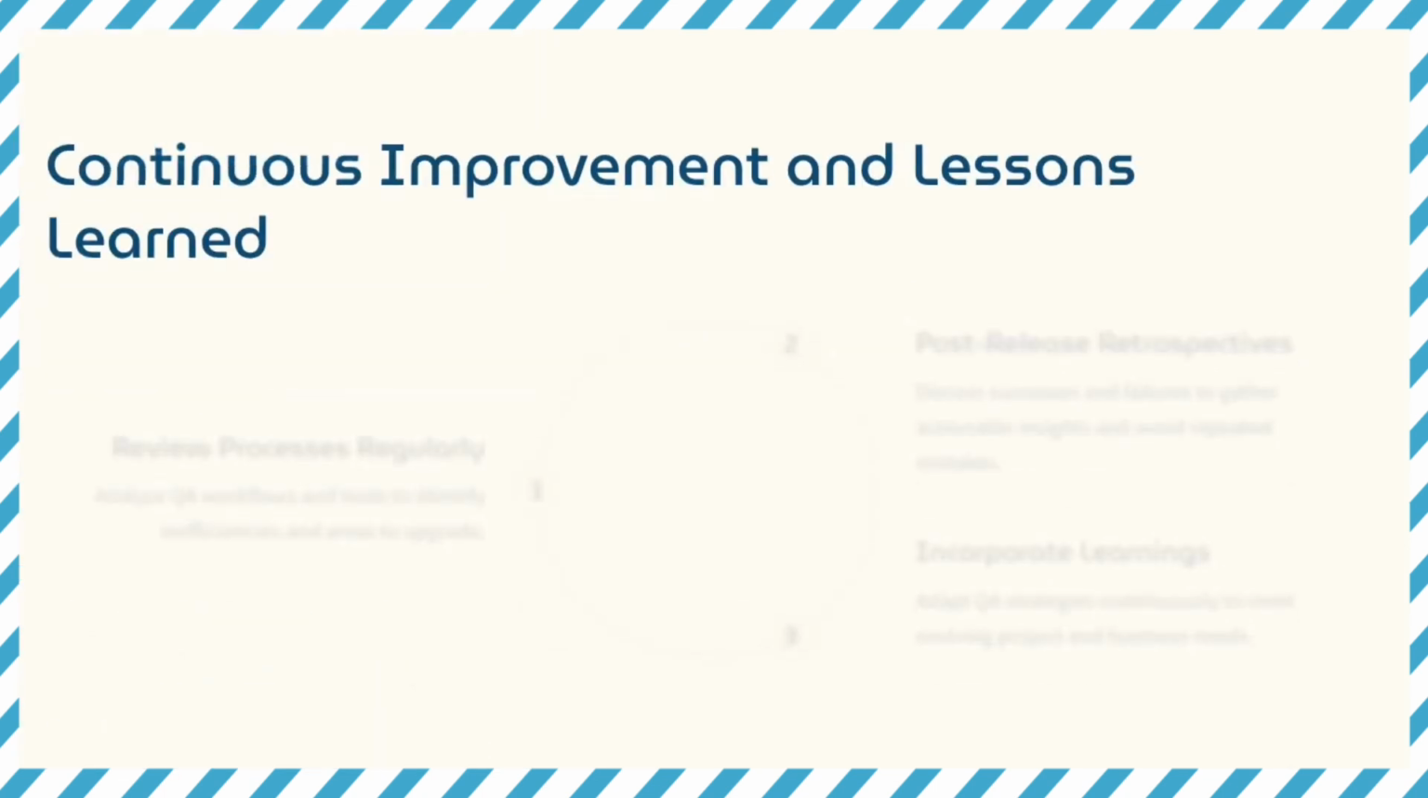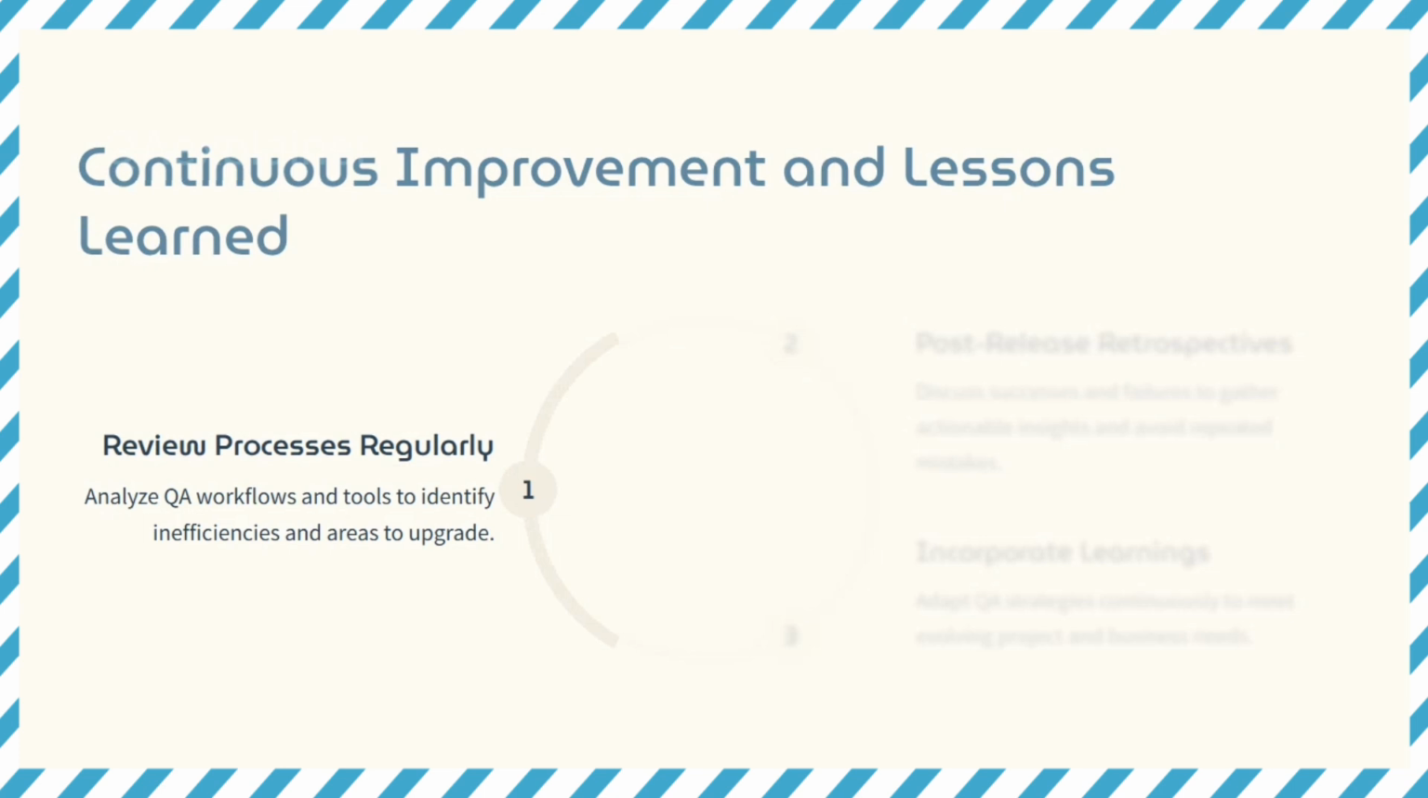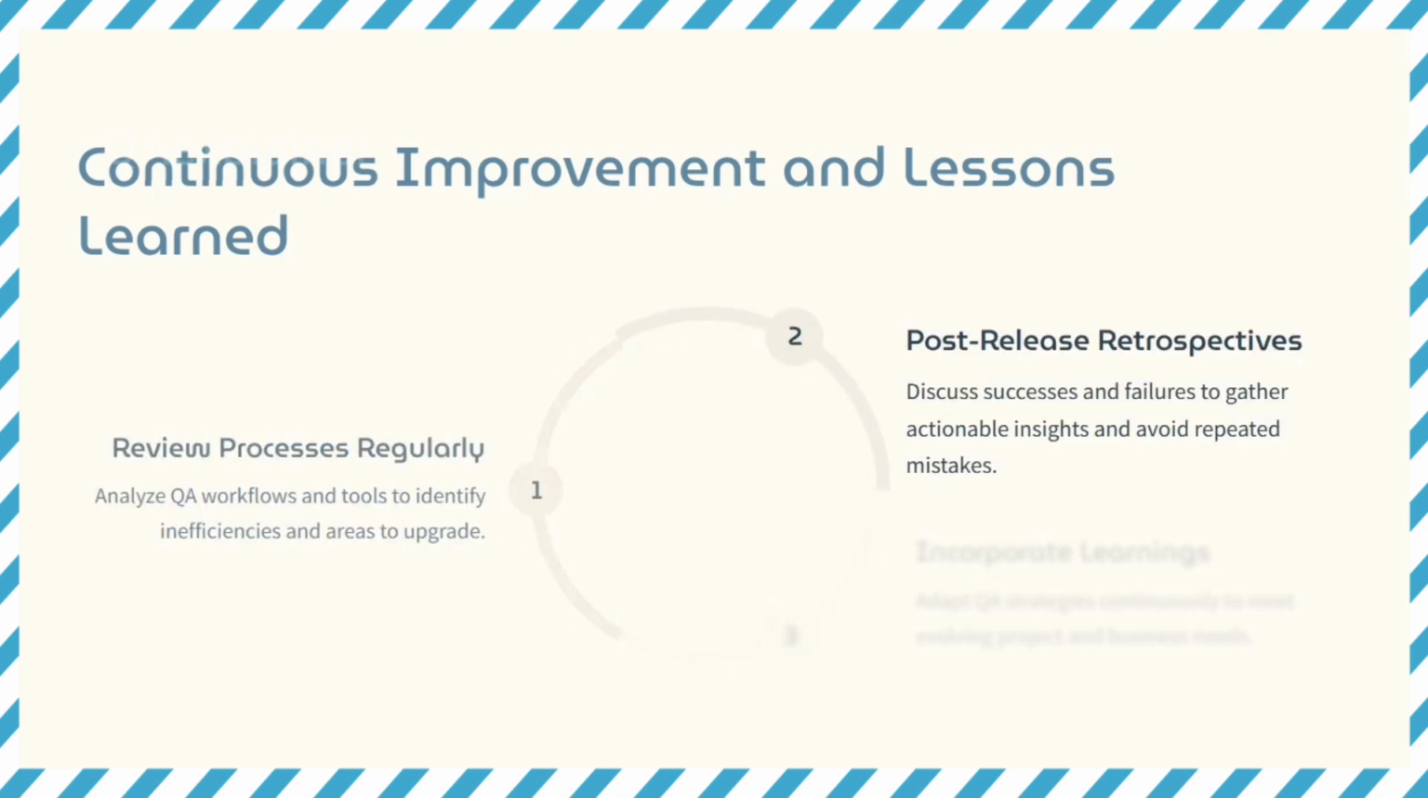Another thing is continuous improvement and lessons learned. First thing is we need to review the process regularly. In QA, we need to analyze the QA workflows and tools to identify inefficient areas or areas that can be upgraded. It will help us improve. Another is the post-release retrospective. After completing the release cycle, we need to gather in retrospective meetings. We need to discuss the successes and failures. We need to gather actionable insights to avoid future mistakes. That is also a very important part.